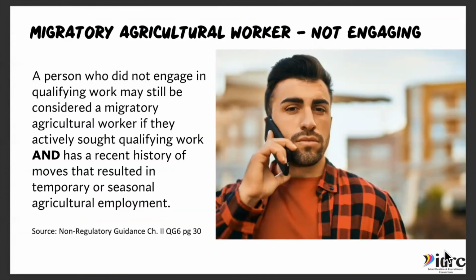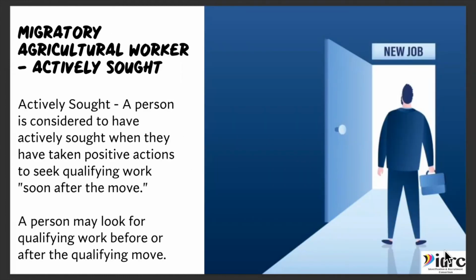A person who did not engage in qualifying work may still be considered a migratory agricultural worker if they actively sought qualifying work and have a recent history of moves that resulted in temporary or seasonal agricultural employment. In this definition, actively sought means a person has taken positive actions to seek qualifying work soon after the move or within 60 days of their move. A person may look for qualifying work before or after the qualifying move.